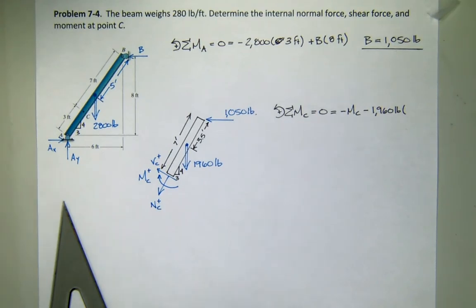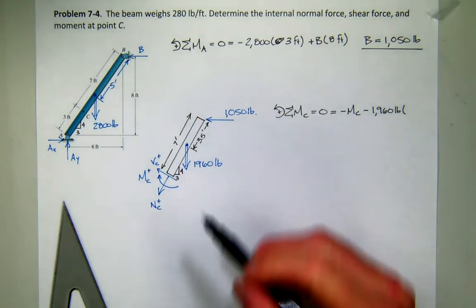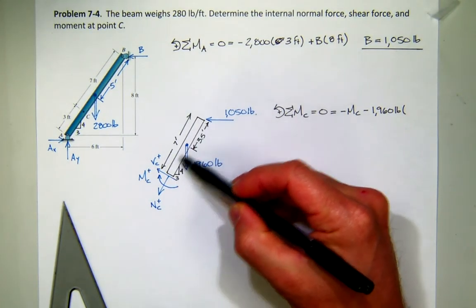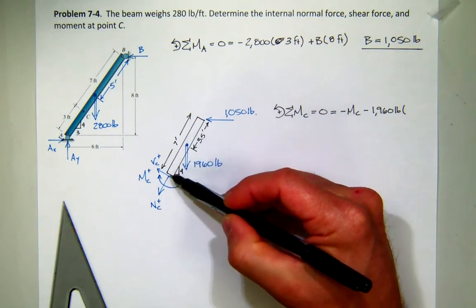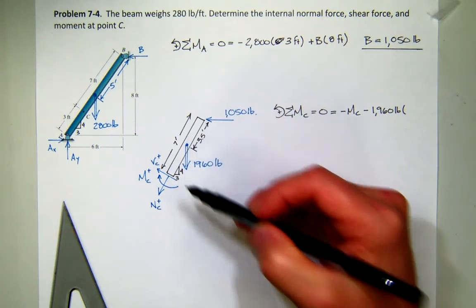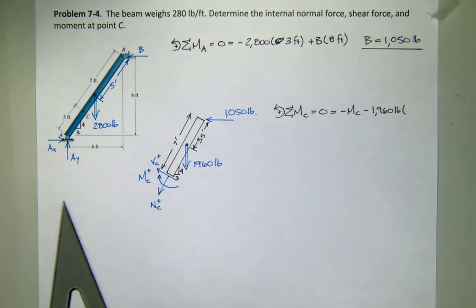The distance from C to the center of the beam? Not the center of the beam, the center of this section. It's only 7 feet long. So it's 3.5 feet up this way, but what's this distance? 4.2. Sorry? 3/5 of 7. 4.2. Yeah, so 3.5, and what'd you get? You said it would be 3/5 of 7?